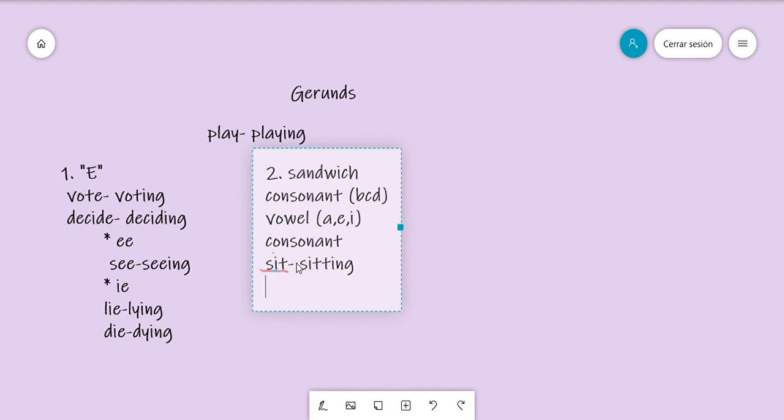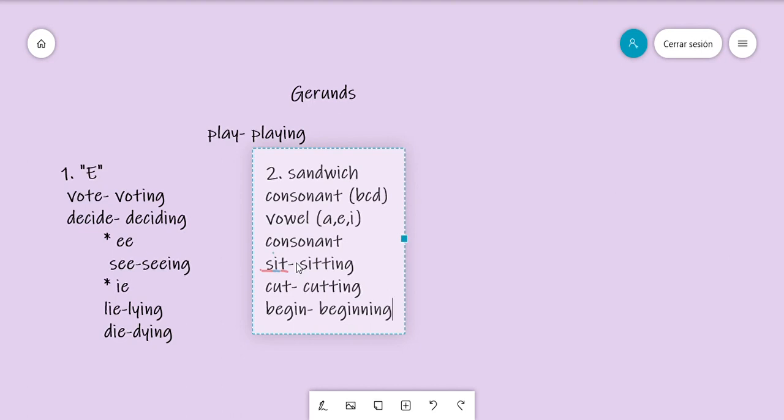Okay, another example is the word cut. You have a consonant, vowel, consonant, so you have to write cutting. And that is the thing that you have to do. Another example, begin. You have to write beginning like this. Okay?